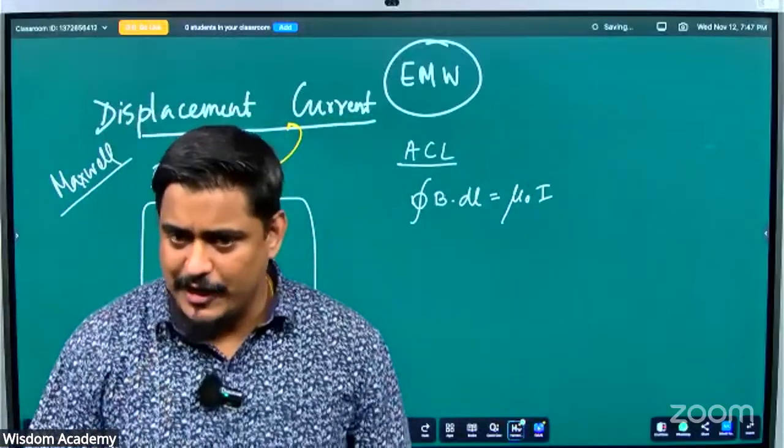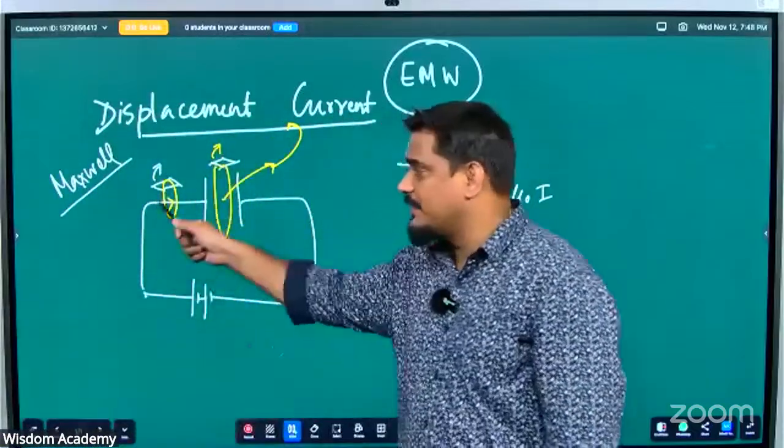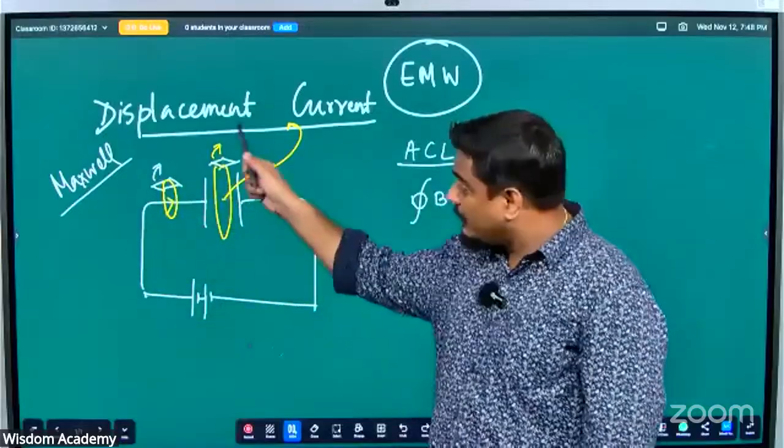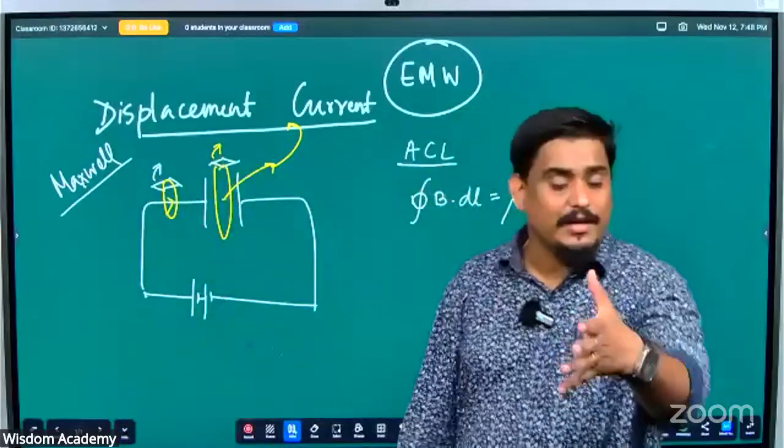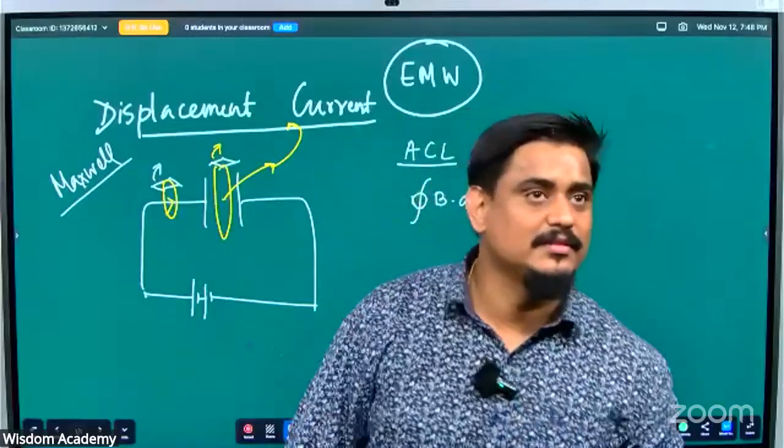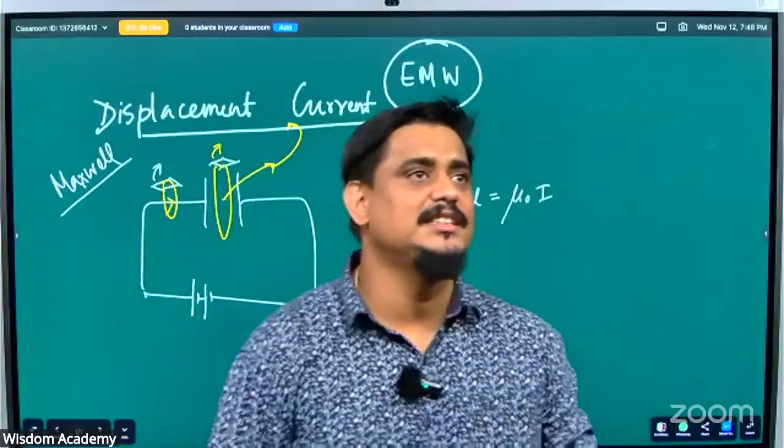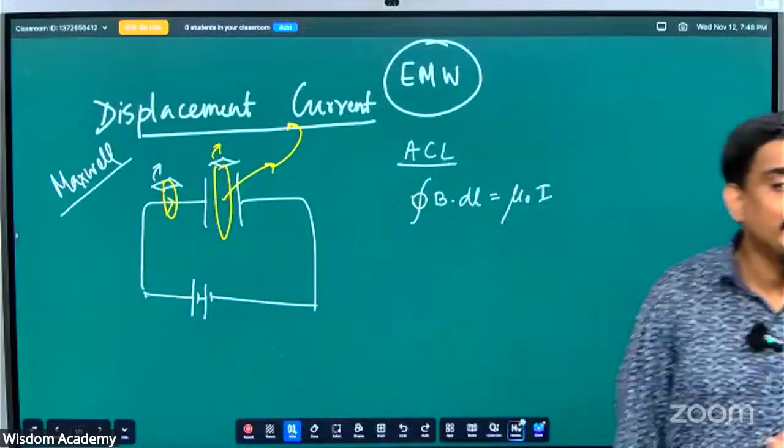Are you getting what I'm trying to say? This was conduction current, which is flowing in the wire. The place where the current is flowing without wire, he called that current as displacement current. And how did he justify that presence of that current?